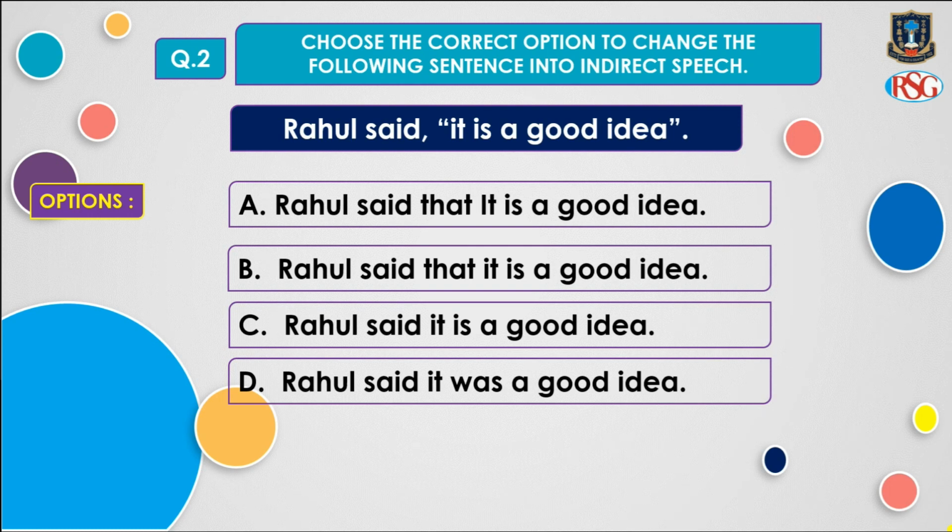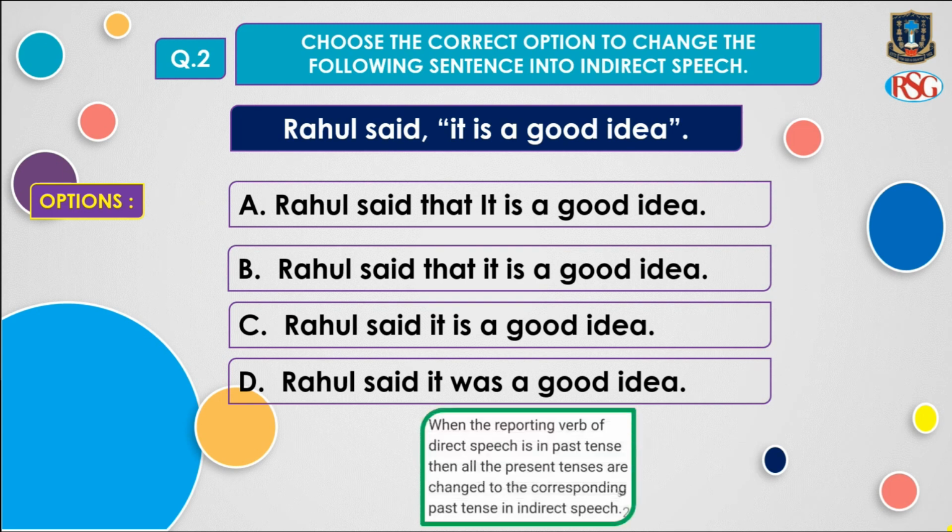All right. Now, let's try to understand how to find the correct answer for this. Usually, when you are reporting a verb of a direct speech in a past tense, then all the present tenses are changed into corresponding past tenses in the indirect speech. You understood what I mean to say? If the reporting verb is in past tense, then all the present tenses in the indirect speech will also be what? Past tense.